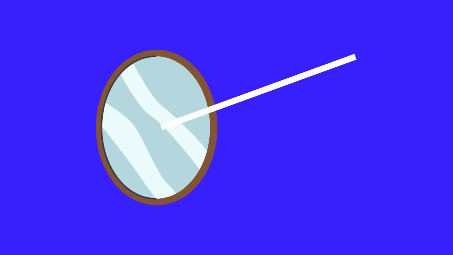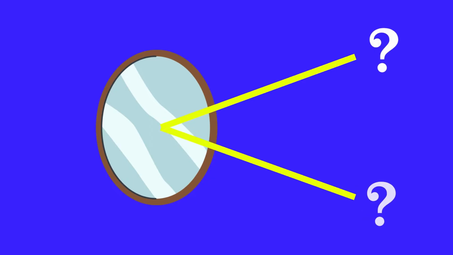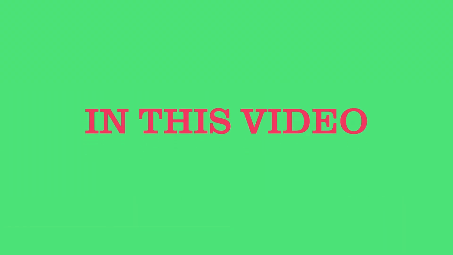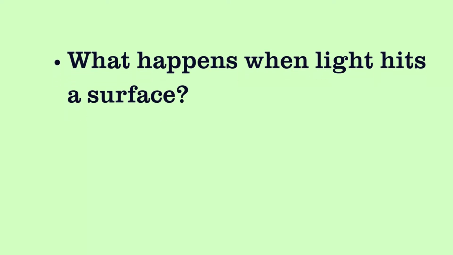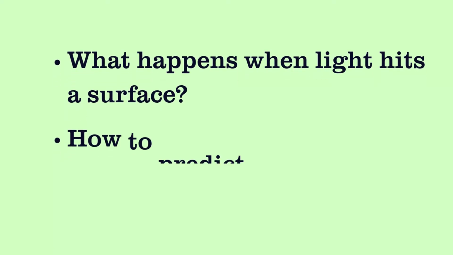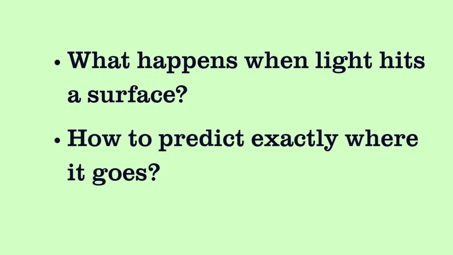Quick, a ray of light hits a mirror like this. Which path will it take? Think fast. Most people get this wrong. In this video, you'll learn how to analyze light rays using the laws of reflection. We'll break down what happens when light hits a surface and how to predict exactly where it goes.